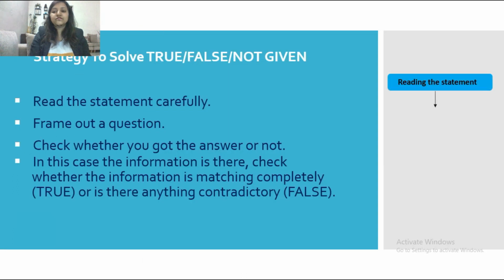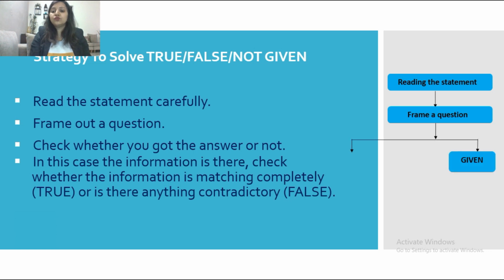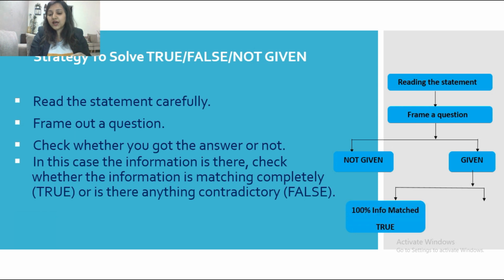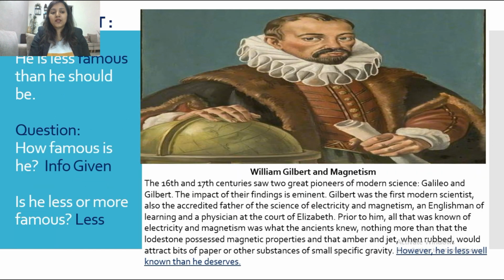Now you have to check. You have read the statement, you have framed the question, you know that the not given option is discarded, and you have the information regarding this. So now you have two options, true or false, in your hand. You need to check whether true will be the right option or false will be the right option. So you need to match it up now. Let's match.